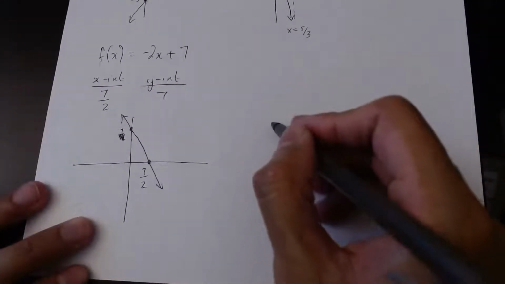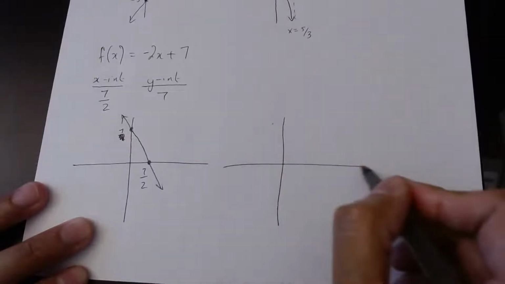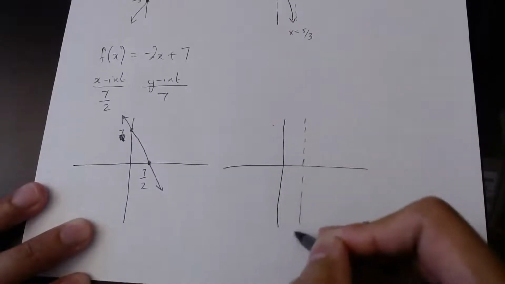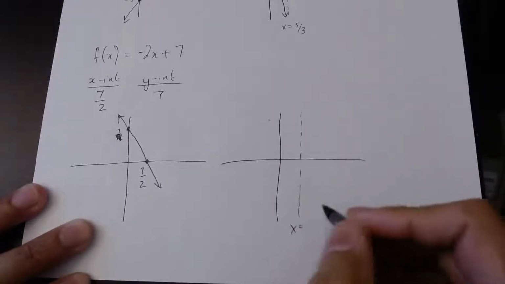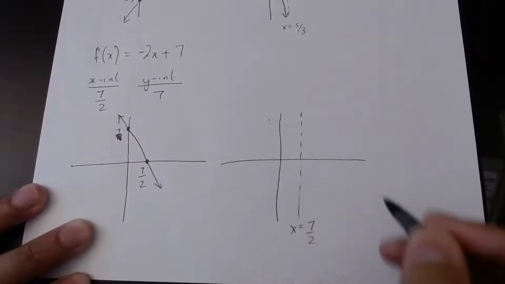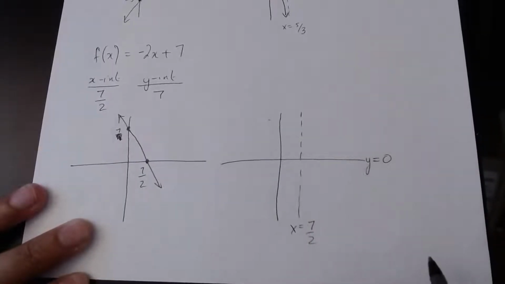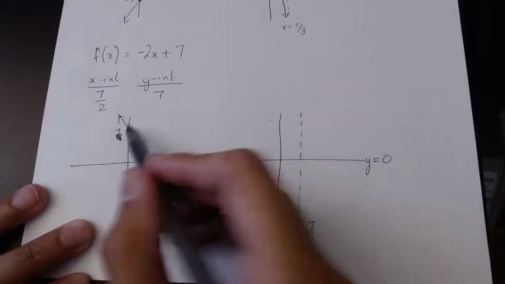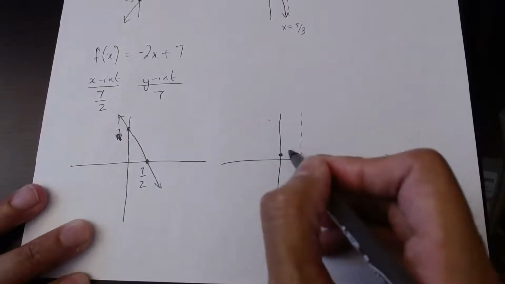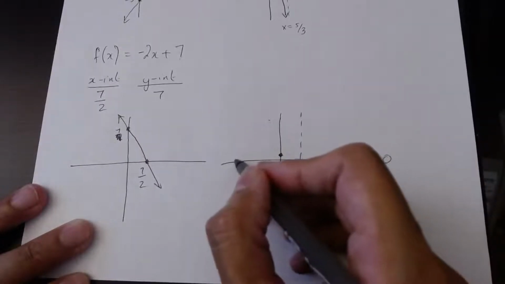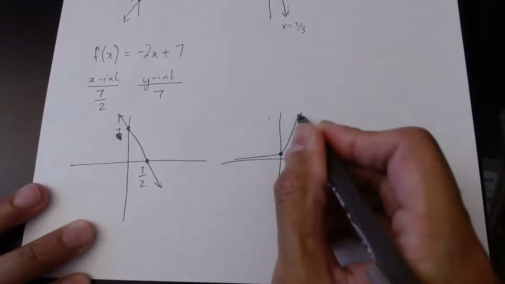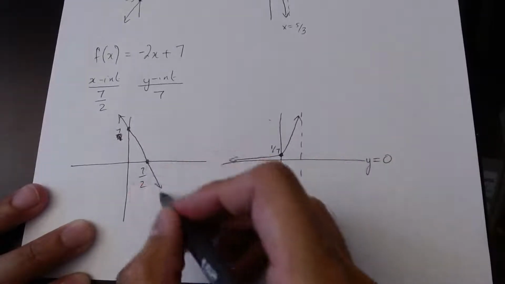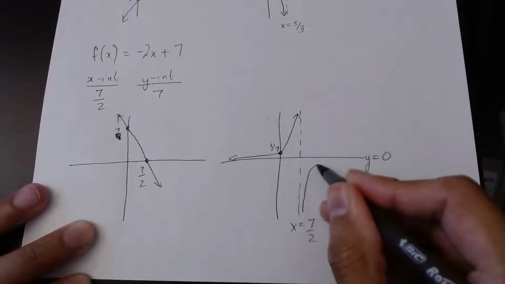If I do the reciprocal function, again, I've got the vertical asymptote at x equals 7/2, and the horizontal asymptote y equals 0. If I look at the left side of this, the function is above the axis, and my intercept is 7. So over here, the reciprocal is going to be above the axis, and my intercept is going to be 1/7. On the right side, the function is below, so the reciprocal is also going to be below over here. It's going to be like that.